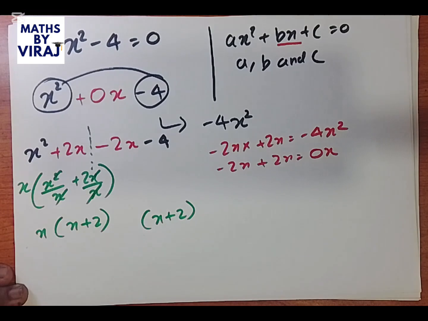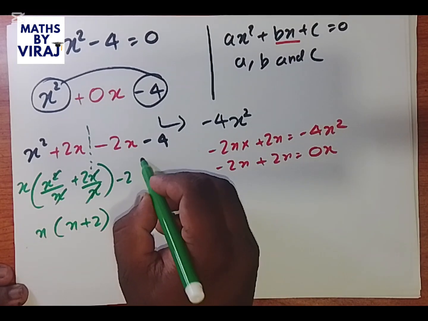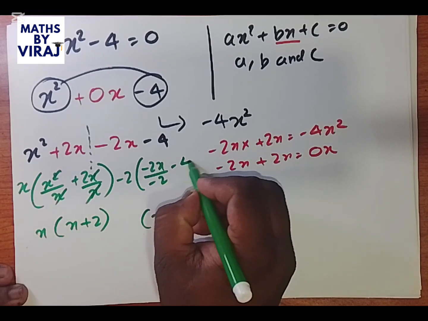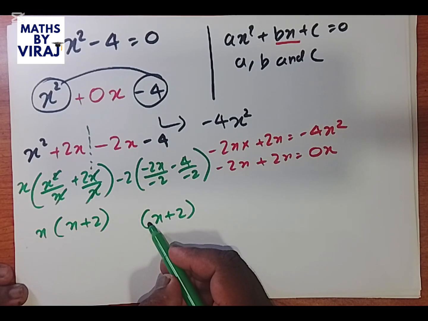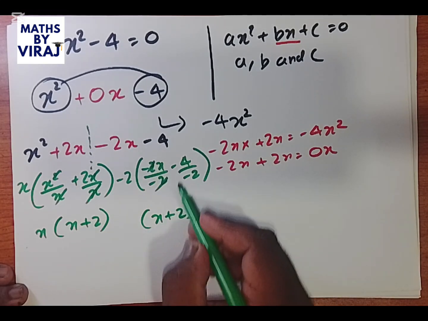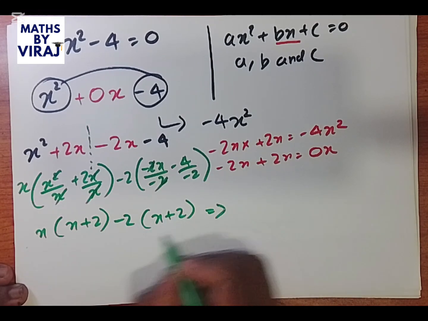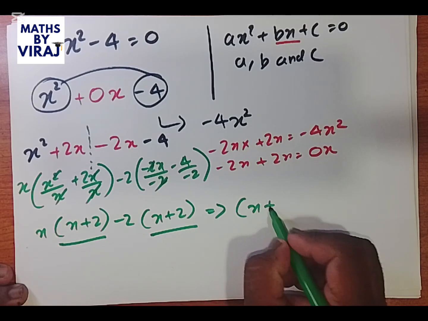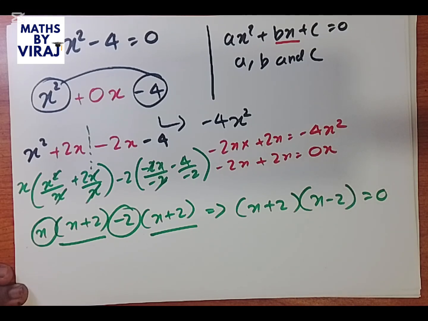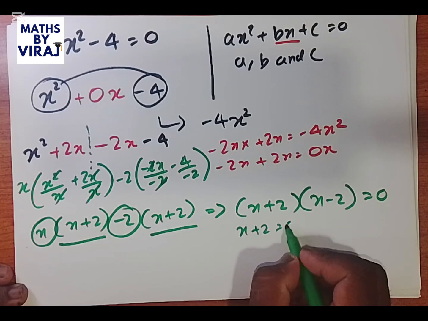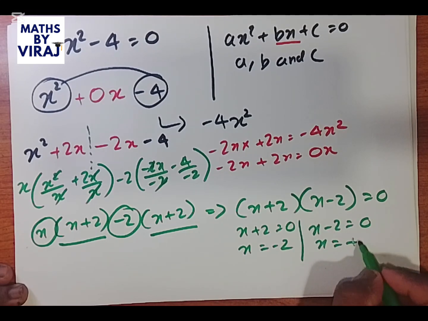So what is the common term that we should take out? Minus 2. When you take minus 2 out as the common term, again we divide all the internal terms by the common term that we take out. Minus divided by minus, plus 2 and 2 cancels, x. Minus divided by minus, plus 4 divided by 2, 2. And look at that. We have the two terms x plus 2 and look at this, x minus 2. Since it is equal to 0, what do we do? x plus 2 equals 0, x equals minus 2, x minus 2 equals 0, x equals plus 2.